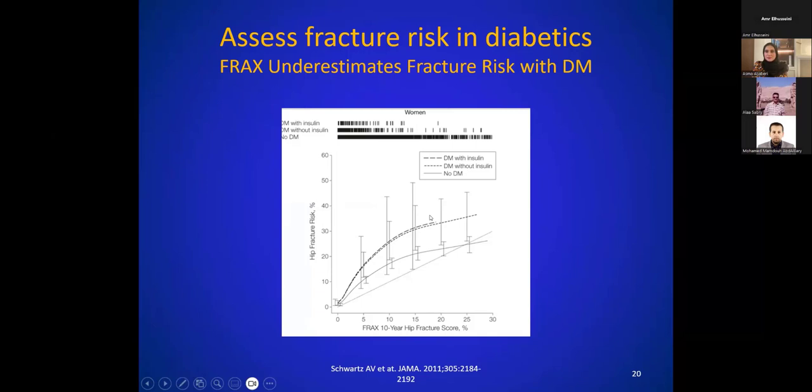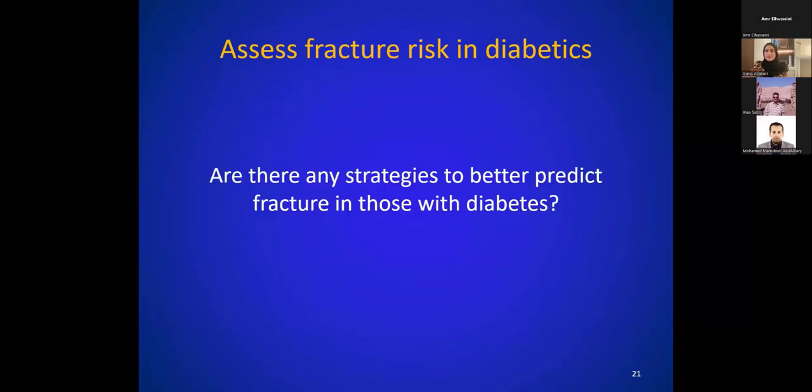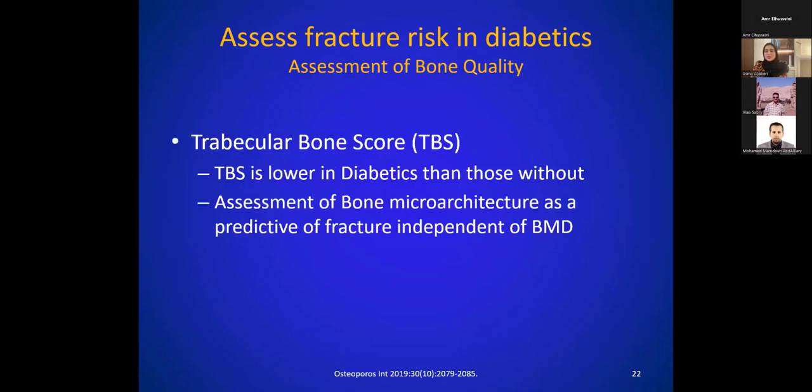Next slide. The question is, if FRAX and DEXA are really underestimating the risk of a fracture, do we have any strategies to better predict fracture in those patients with diabetes? That's a very important question, and we will see it in the next slide.